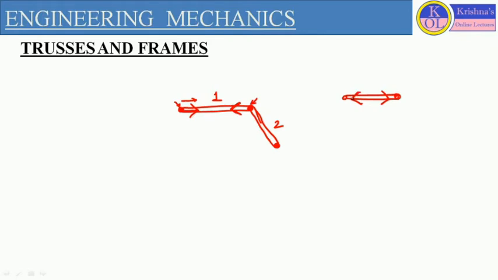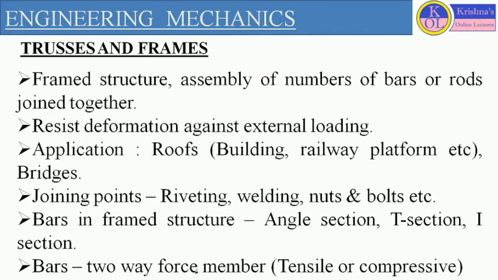But if the load is compressing the end, it is called compressive loading. And here this loading should be in the form of a pair, meaning at each end we will consider a load. That is why it is called a two force member. The load can be either tensile or compressive, but the load should act at both ends of the bar. That is why it is called a two-way force member or two force member. So this is the basic description of trusses and frames.